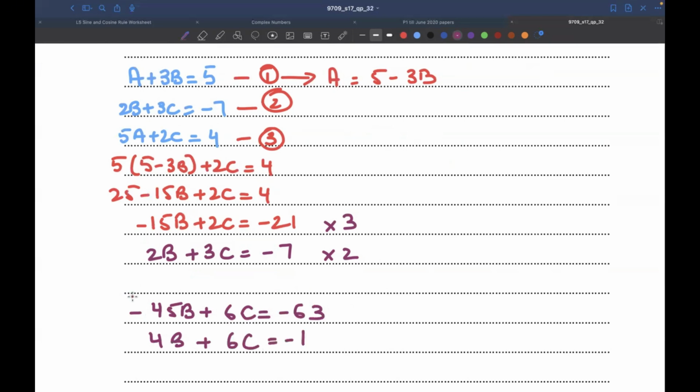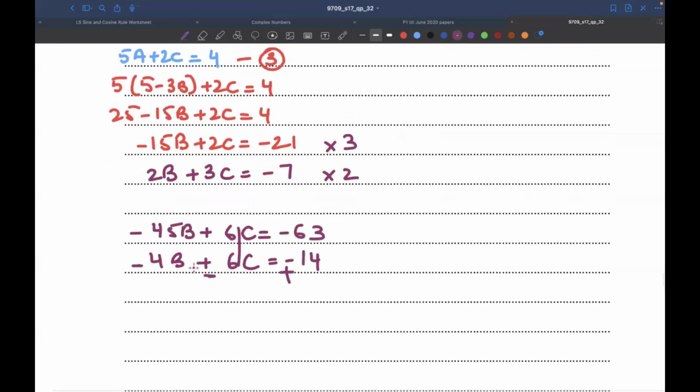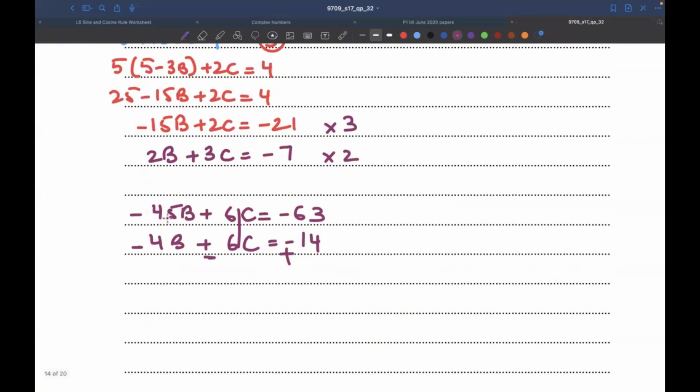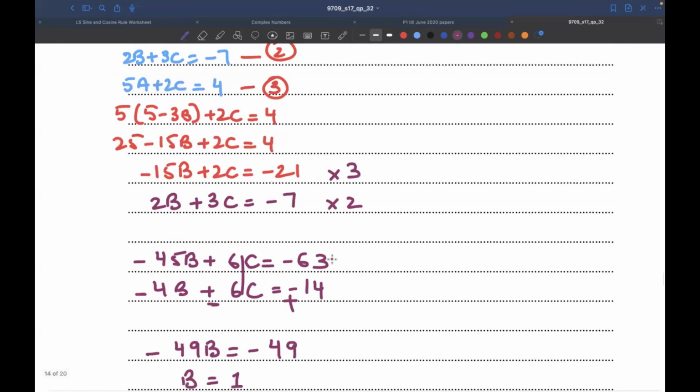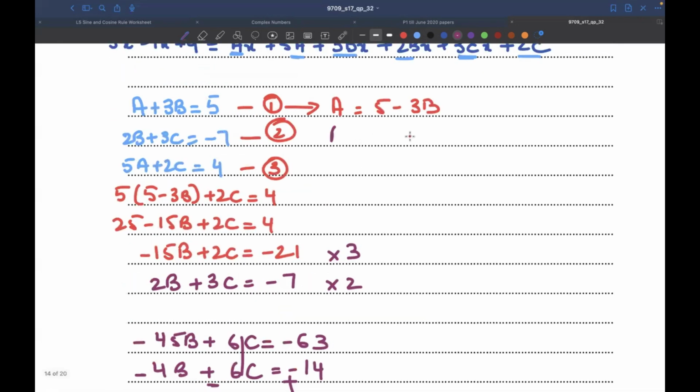So we can change the sign. This will become minus, minus, and plus. This will cancel out. So minus 45b minus 4b, that is minus 49b. And minus 63 plus 14 will be minus 49. So the value of b will be positive 1. Once we have the value of b, we can easily find the values of a and c. As we know that a equals 5 minus 3b, so 5 minus 3 into 1, the value of a will be 2.